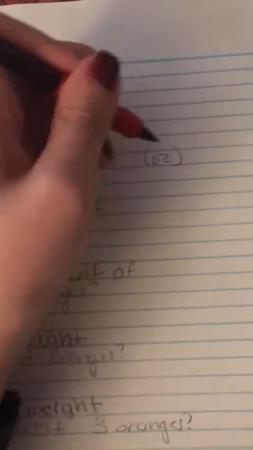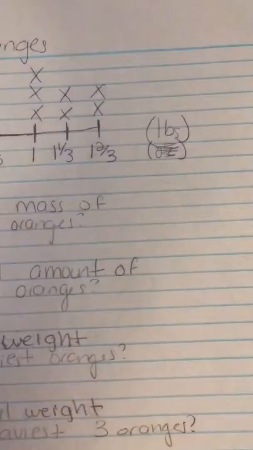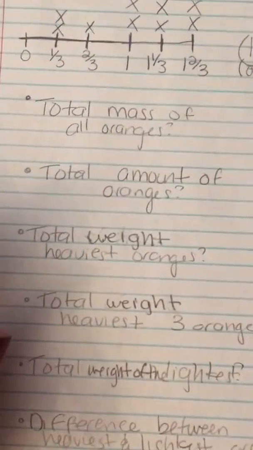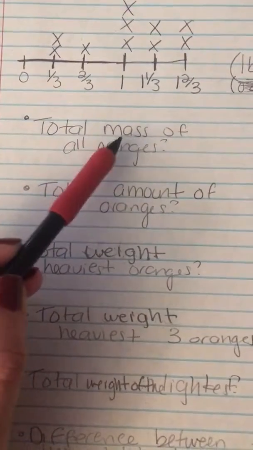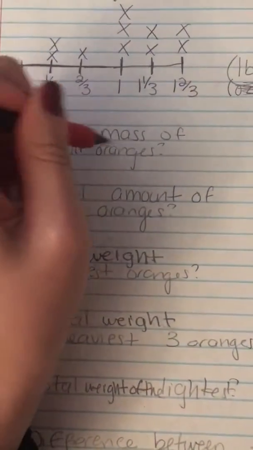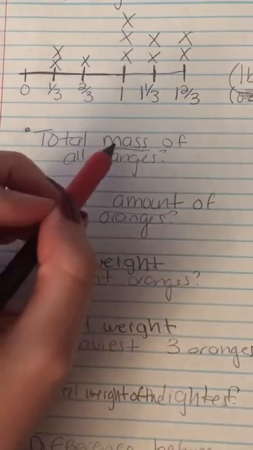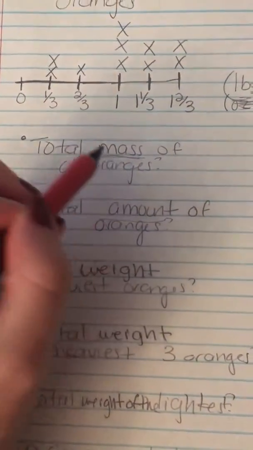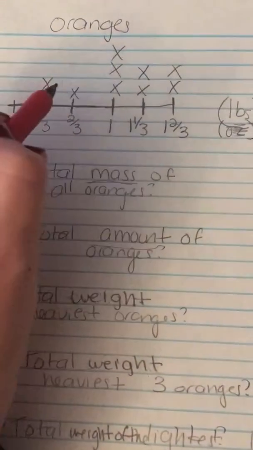Now, here it'll make more sense to make them pounds. Those are super small oranges, but either way. Okay, so you have to make sure that you're paying attention to the wording, because there's a difference between mass, weight, and amount. So the total mass of all my oranges, that means that I'm having the total weight of every single one of these added up.